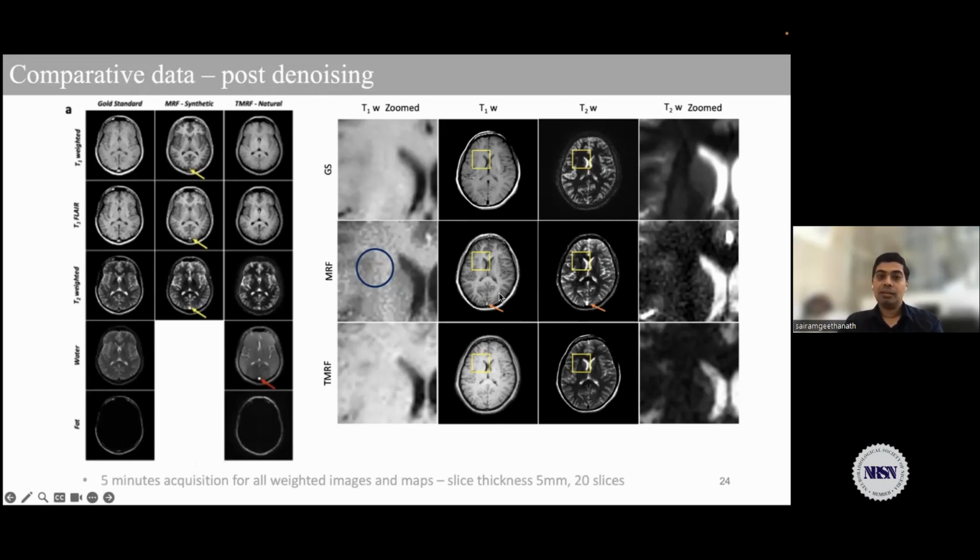Now, when you look at the zoomed images, you can actually observe the partial voluming artifact as well in the synthetic MRF generated images where you see this pixelation. But here you see a smoother contrast, not as smooth as the gold standard, but this is naturally acquired. So you see the SNR dip a little bit, but it's definitely not patchy because you're not fitting one voxel to one value of T1 or T2. Similarly, you can see some of these items here in the T2 weighted image as well.